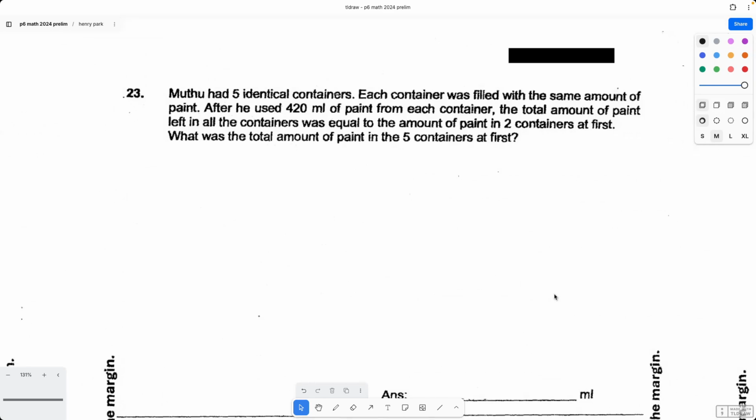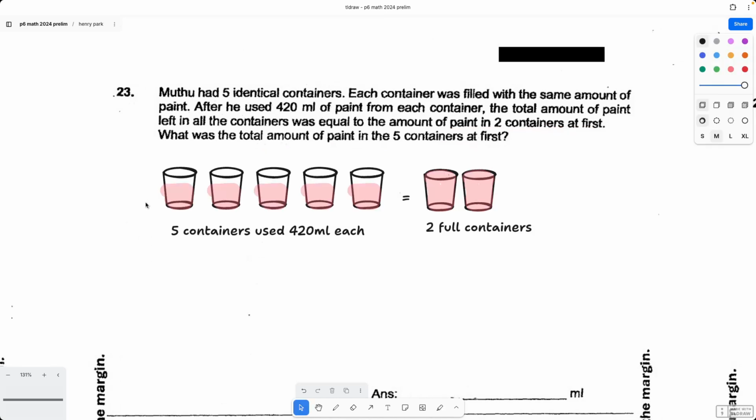Question 23. Mutu had 5 identical containers. Each container was filled with the same amount of paint. After he used 420 milliliters of paint from each container, the total amount of paint left in all containers was equal to the amount of paint in 2 containers at first. What was the total amount of paint in 5 containers at first? Okay, so we look something like this. 5 containers use 420 milliliters each.